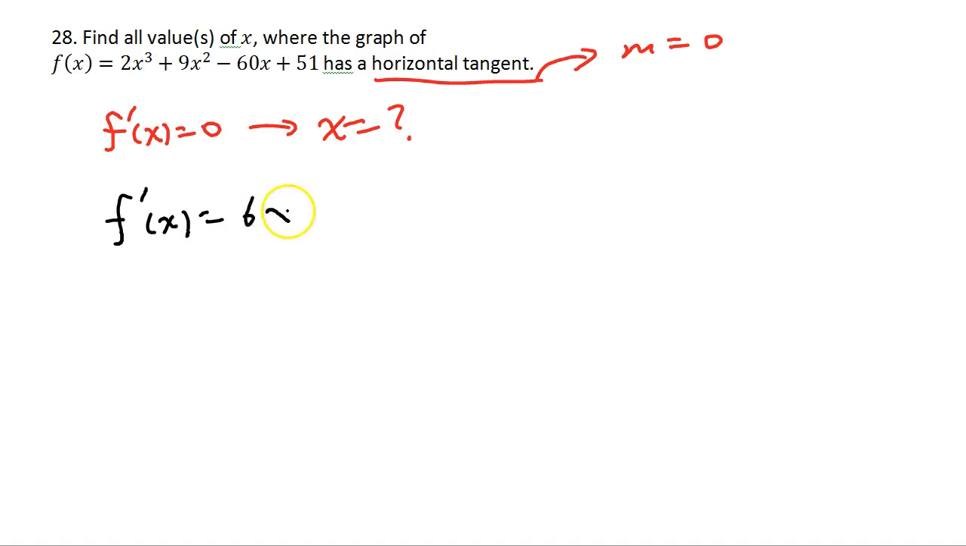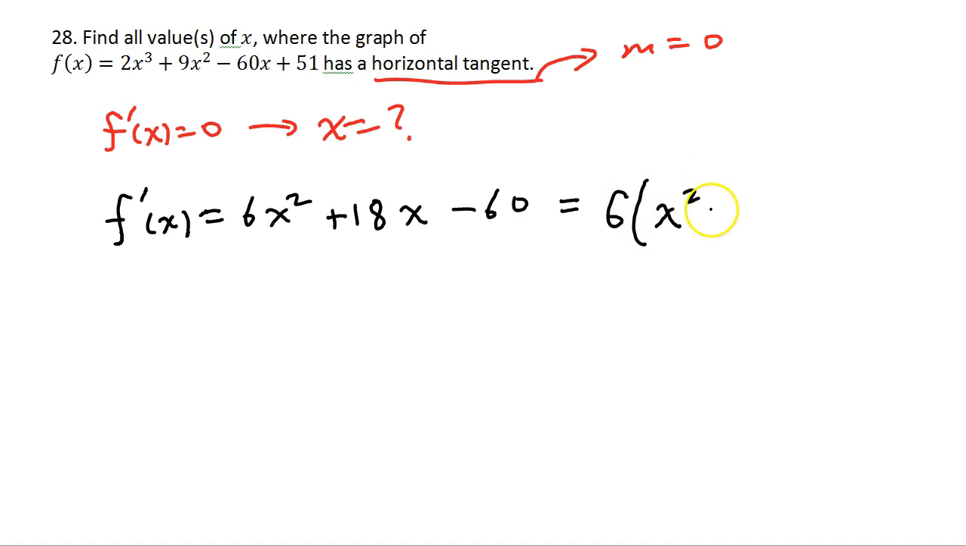That's 6x squared plus 18x minus 16. And since all of these can be factored by 6, let's pull out the 6. What's left is x squared plus 3x minus 10.